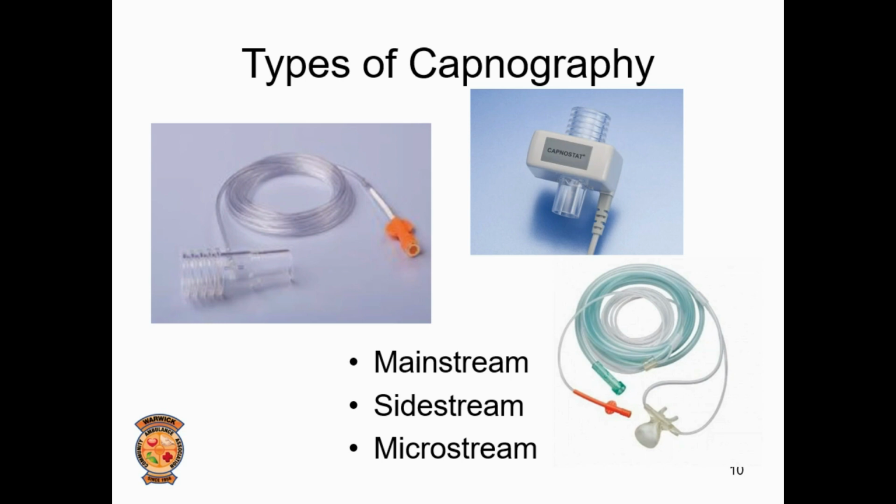Mainstream has no delay, as opposed to the others, which have a 1 to 2 second delay. The downside of mainstream is that the fragile sensor is subject to damage and is located right in the airway circuit. It also can only be used on intubated patients. Side stream and microstream can be used on both intubated and non-intubated patients. The difference between side stream and microstream is the sample size. Side stream needs 1 to 300 milliliters of expired air, while microstream needs only 50 microliters of expired air. Most EMS monitors that I'm familiar with use microstream technology.